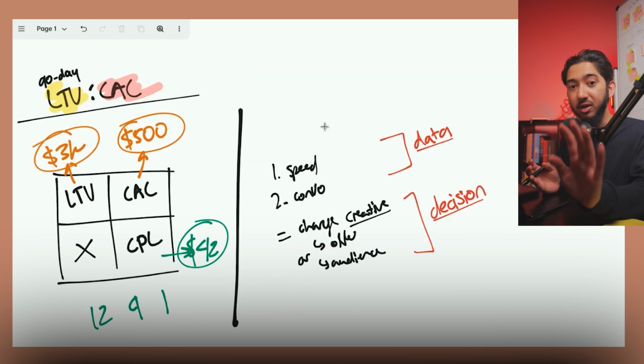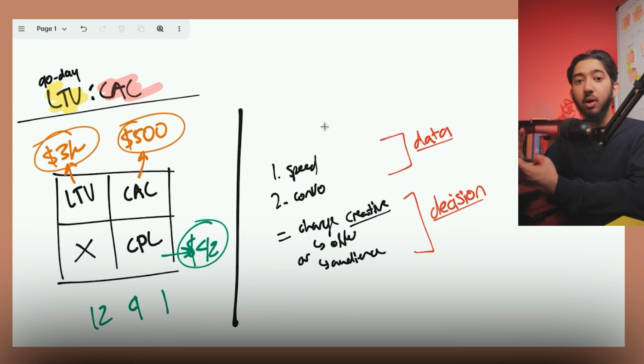The second part of this is lead quality. If you have leads coming through and they're within the budget that you've set, within the guidelines of profitability for the business, then the second thing that we need to check is the quality of those leads, whether or not they are the right kind of people.